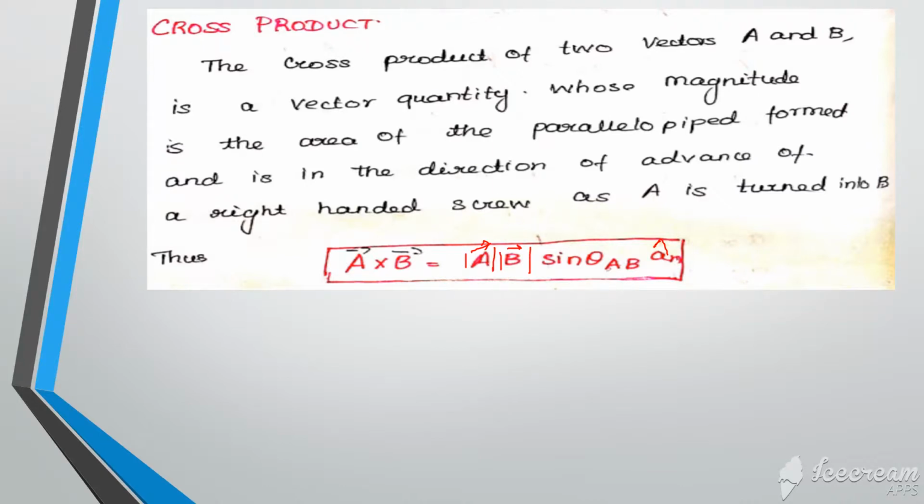Here the cross product of two vectors a and b is the vector quantity whose magnitude is the area of the parallelogram formed, and its direction is the direction of advance of a right-handed screw. The final resultant direction is found by a right-handed screw as A is turned into B. Thus this is the formula.